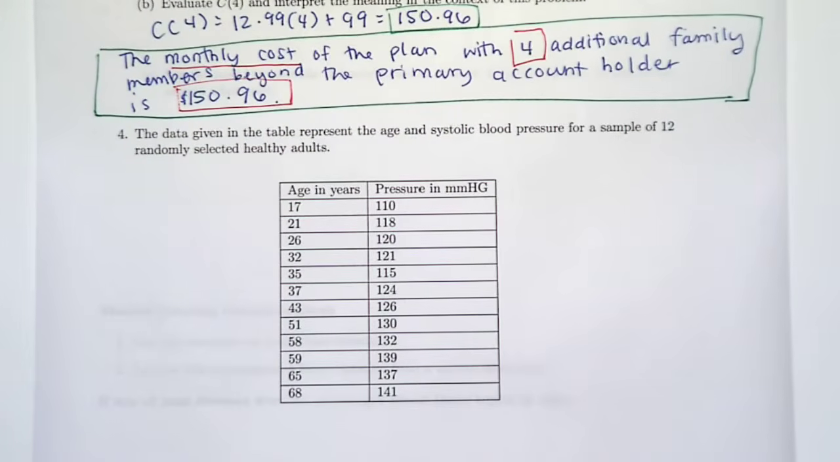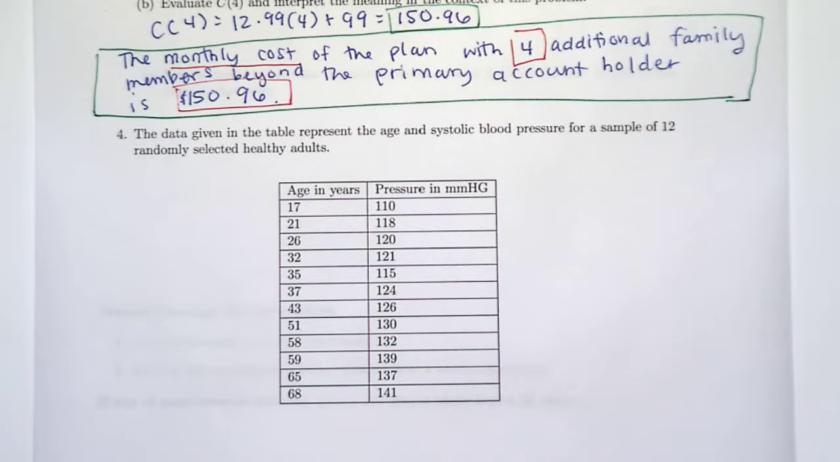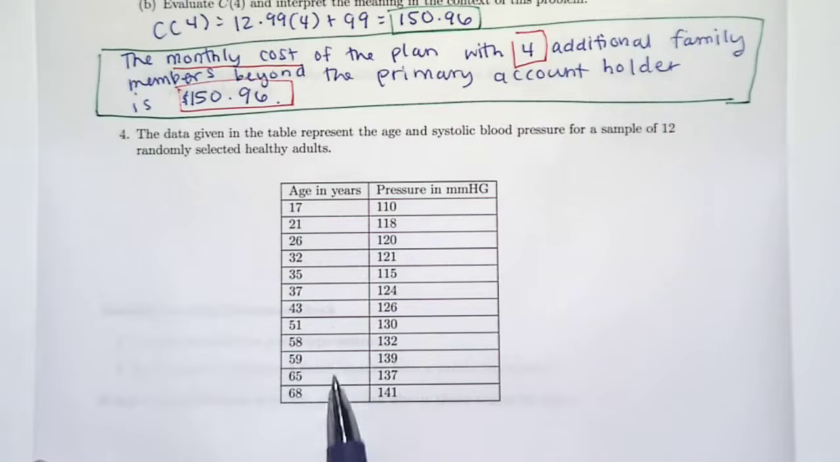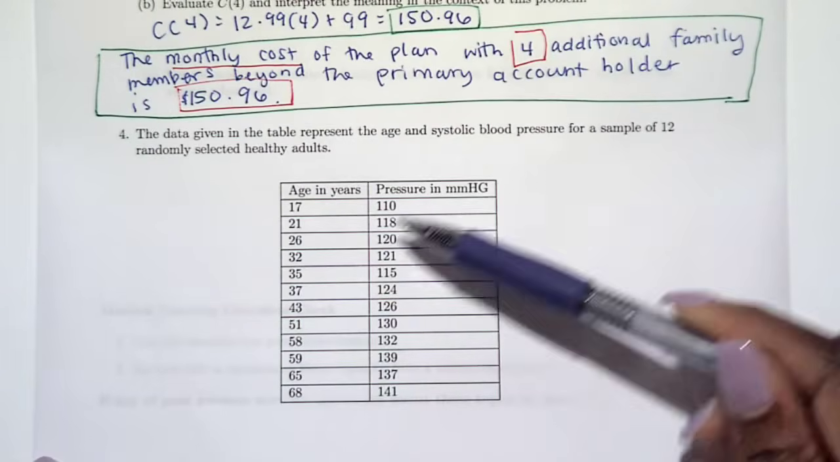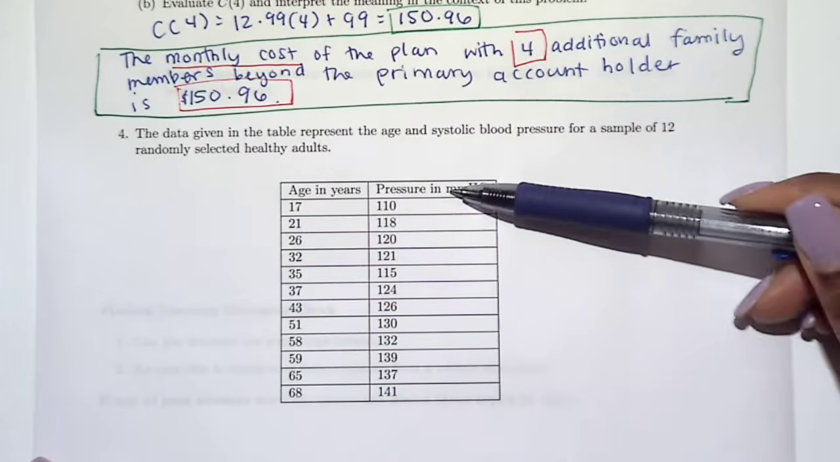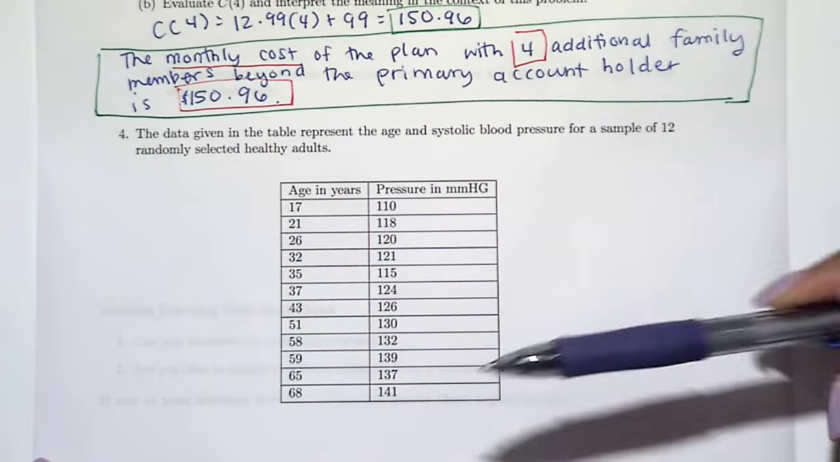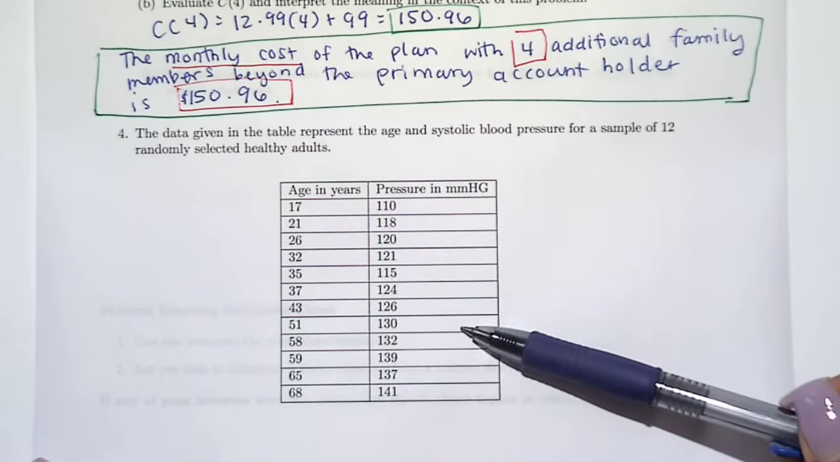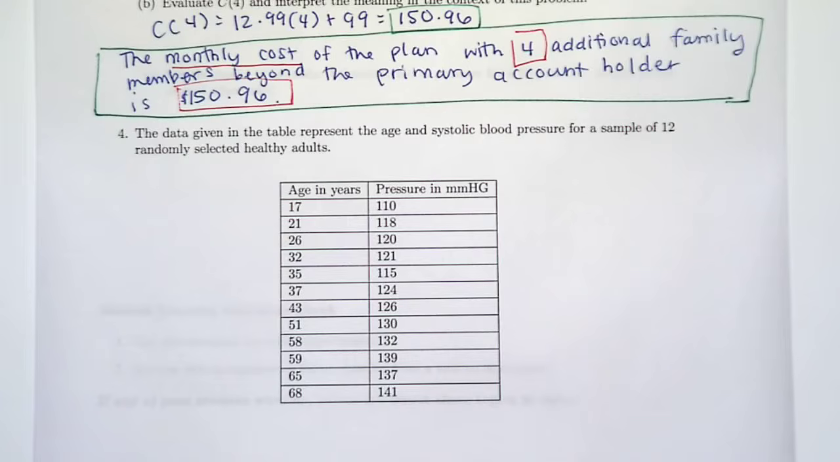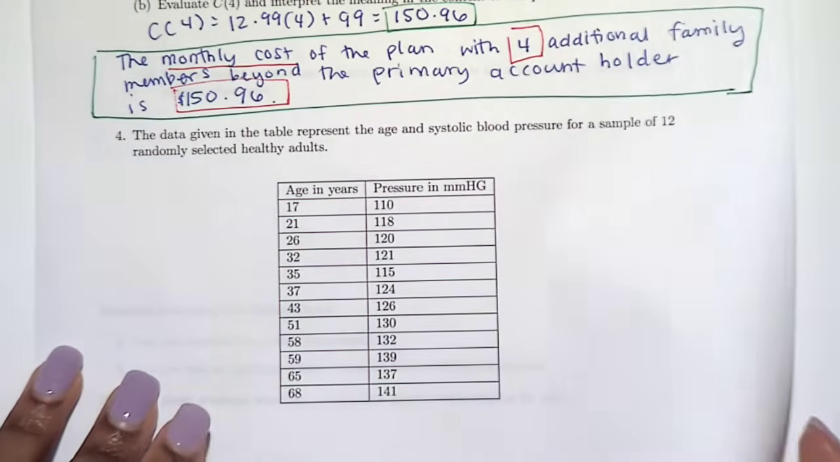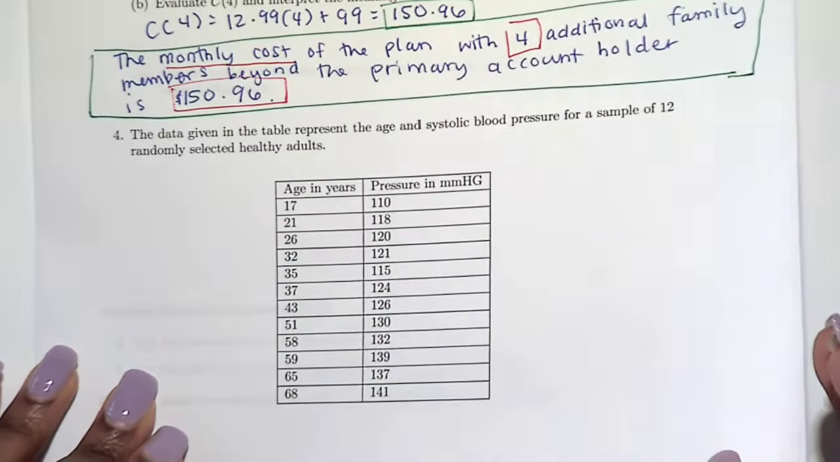All right, so let's look at another example. It says the data given in this table represent the age and systolic blood pressure for a sample of 12 randomly selected healthy adults. In this first column we have the age of our 12 people, and then we also have the blood pressure of our 12 people. So we're going to use this. This is a table, but this could be given as a graph. We could do the exact same thing with a table or a graph. So in class, you actually may see a graph instead of a table.